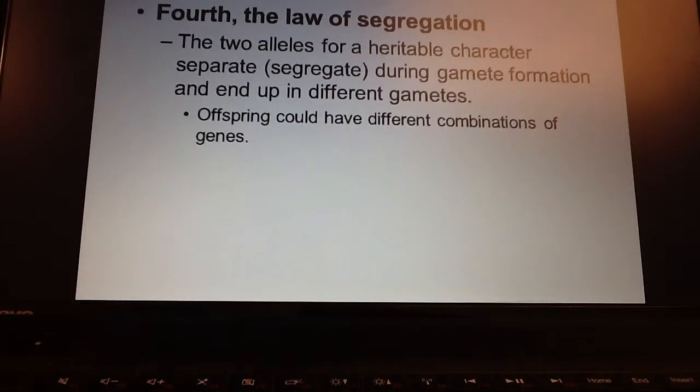Now the 4th one is the law of segregation. And this says that yes, you have 2 alleles for a characteristic. However, they're going to separate when you make a gamete, a sperm or an egg. And you're going to pass on either, let's say, purple or white. Whichever one you pass on is completely random. And therefore, the offspring that are made can have completely different combinations of genes and therefore look completely different. It's how you can make 3 offspring that are purple and 1 that looks white.